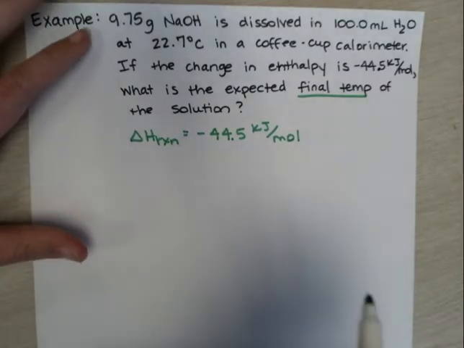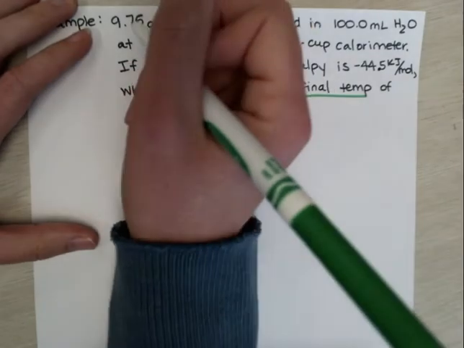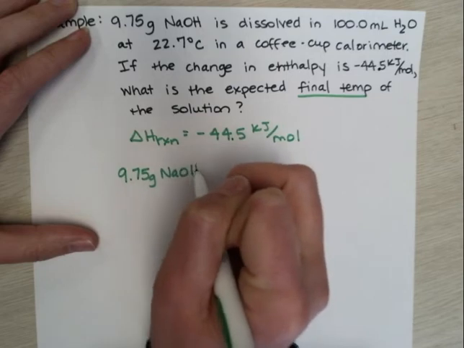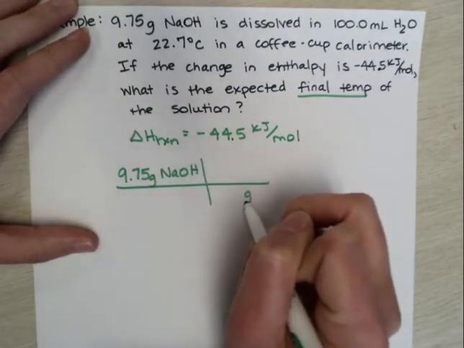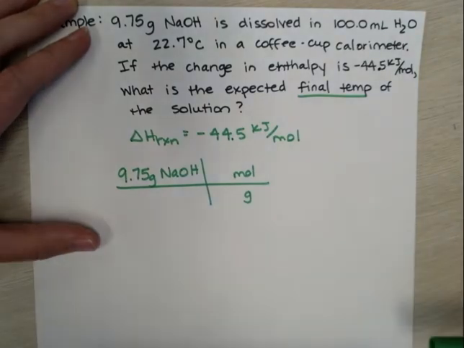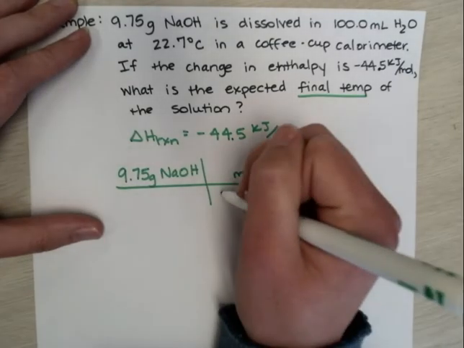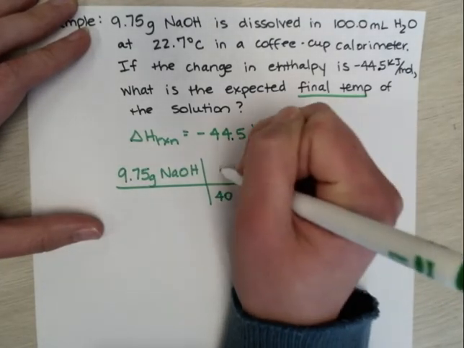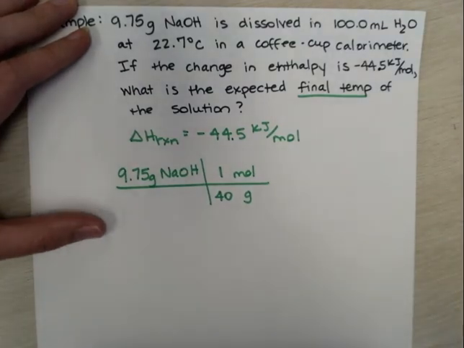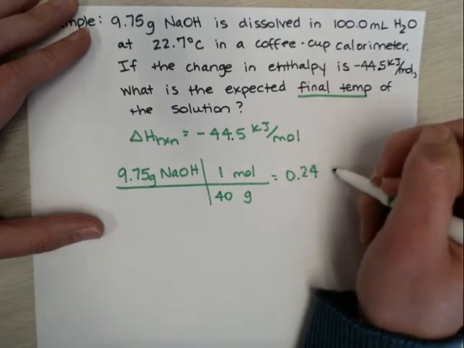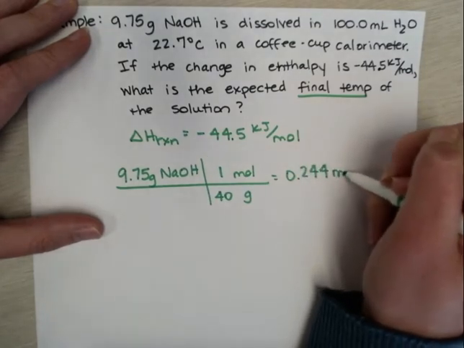So the first thing I'm going to do this time is the last thing I did last time, right? I'm going to use this 9.75 grams of sodium hydroxide and find those moles. Sodium weighs 22.99 plus oxygen weighs 16 and hydrogen weighs 1.01. That is a nice even 40 grams per mole. That's going to give me 0.244 moles.